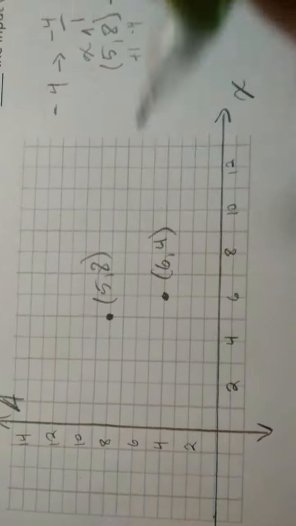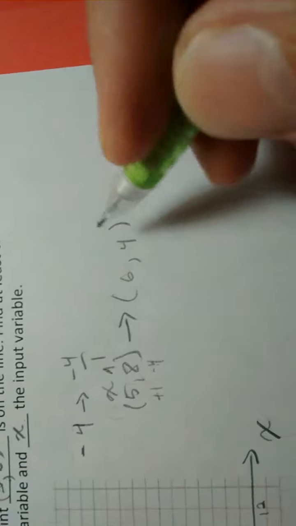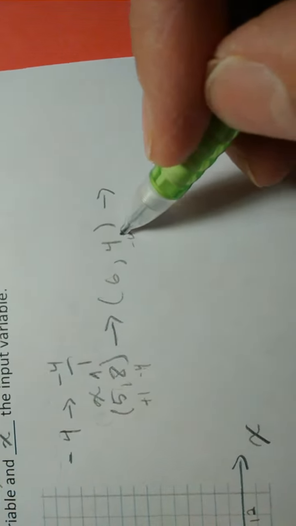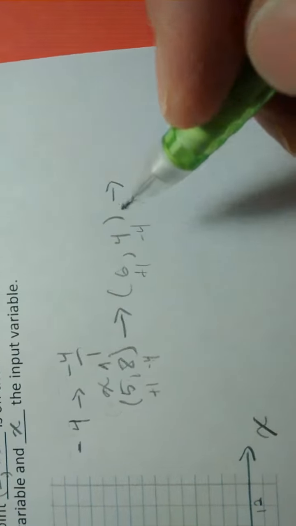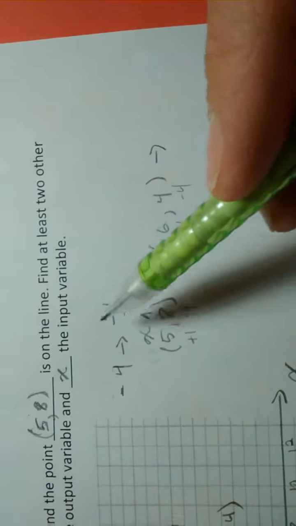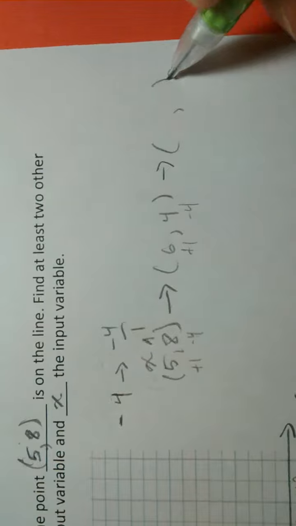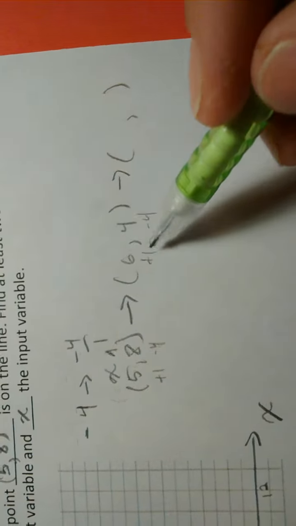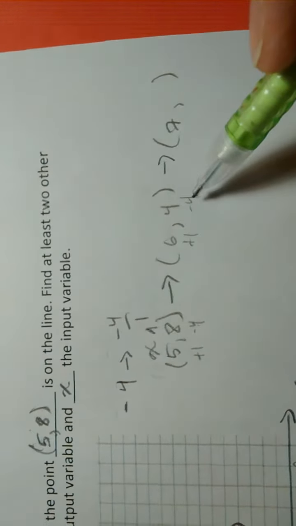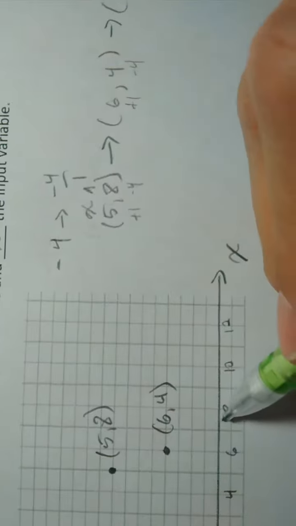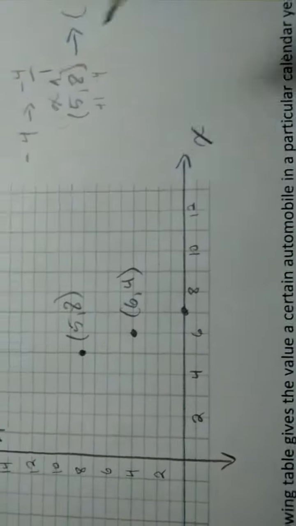(6, 4). And so we can keep playing that same game, that this guy is going to decrease by 4 as this guy increases by 1. That's what that slope is telling us. And so another ordered pair or point is (7, 0). So (7, 0) is on our line right there.